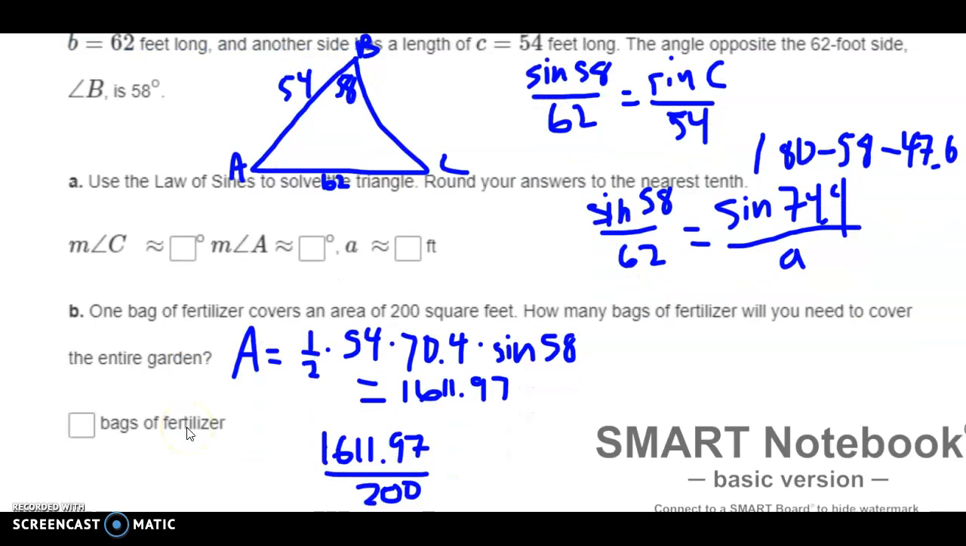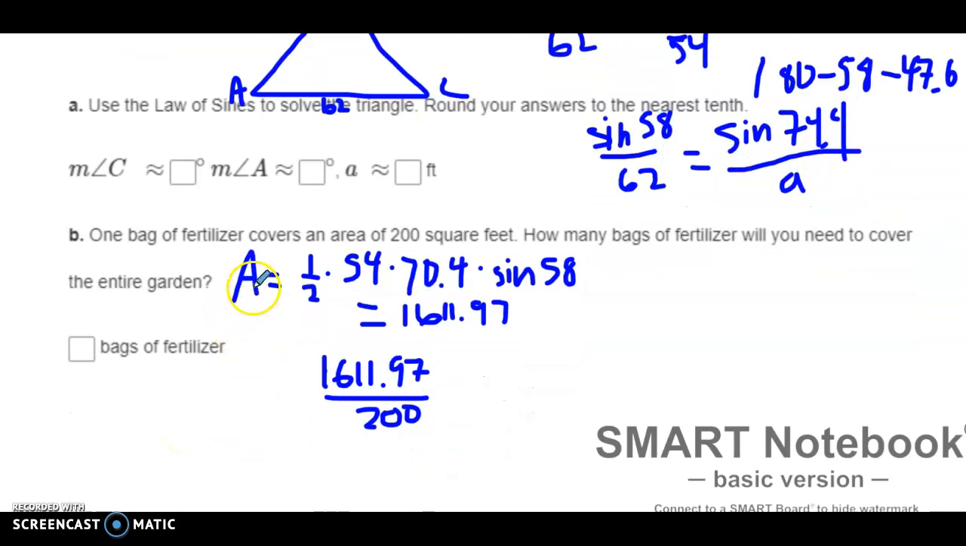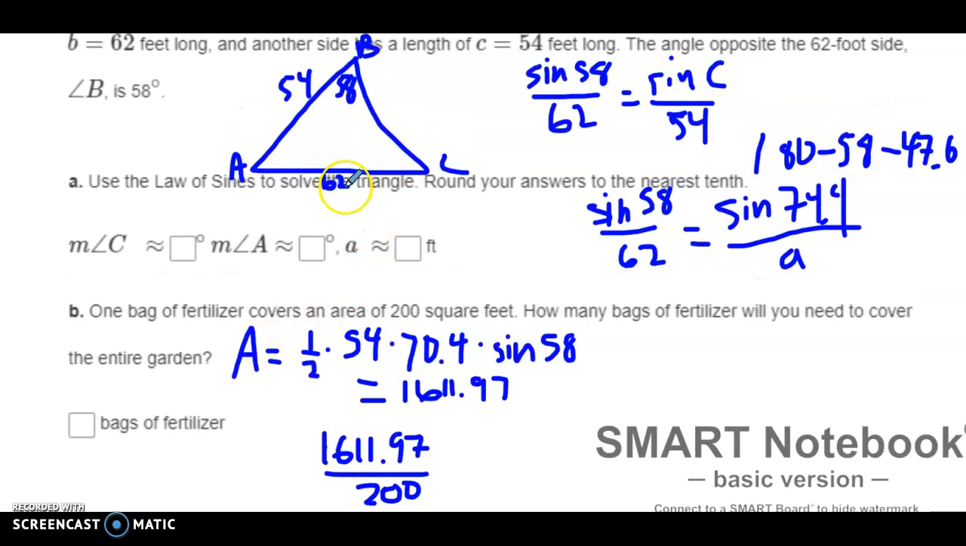I need to find the area. So I'm going to use the area formula, and since I know a side and an angle, I can use this formula right here, which is 1/2 times the two sides. Oh, I did need to know this other side here, 70.4, because it has to be side, angle, side. 54 times 70.4 times sine of 58 is equal to 1611.97.